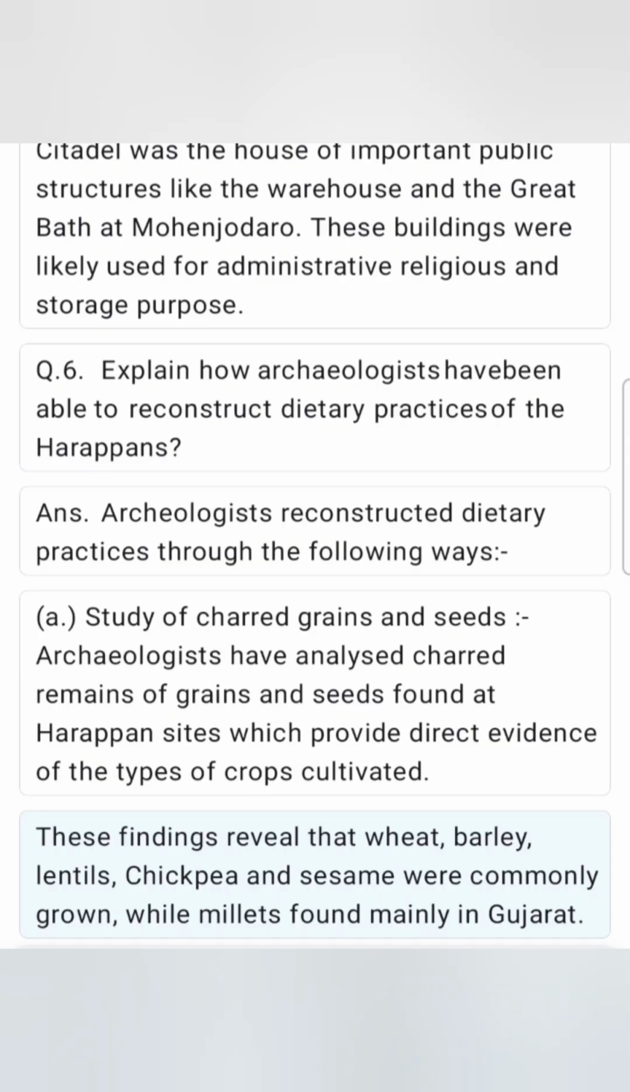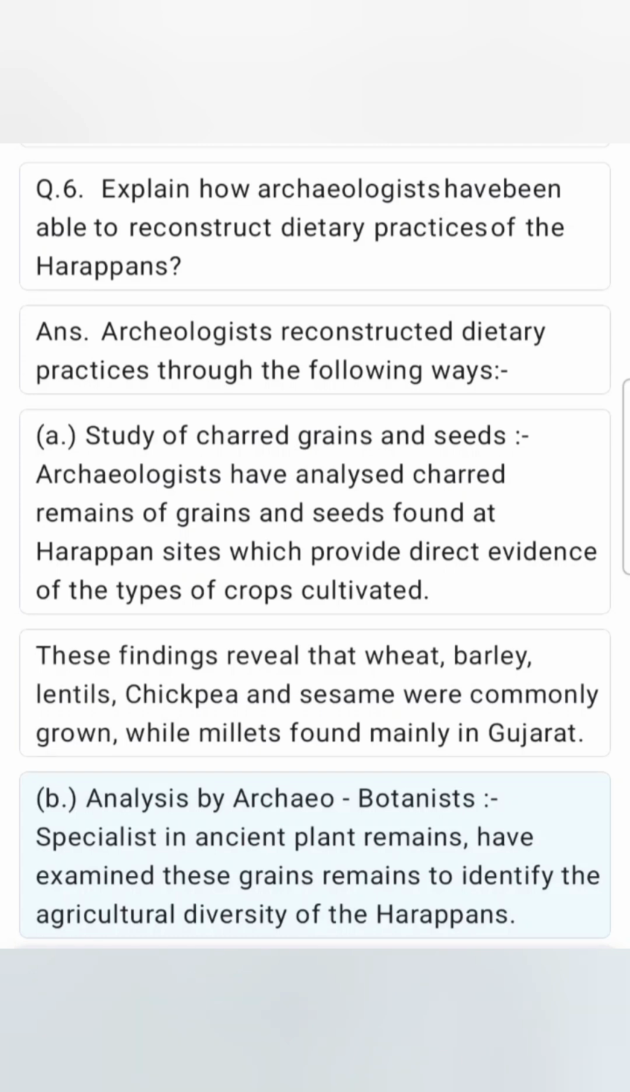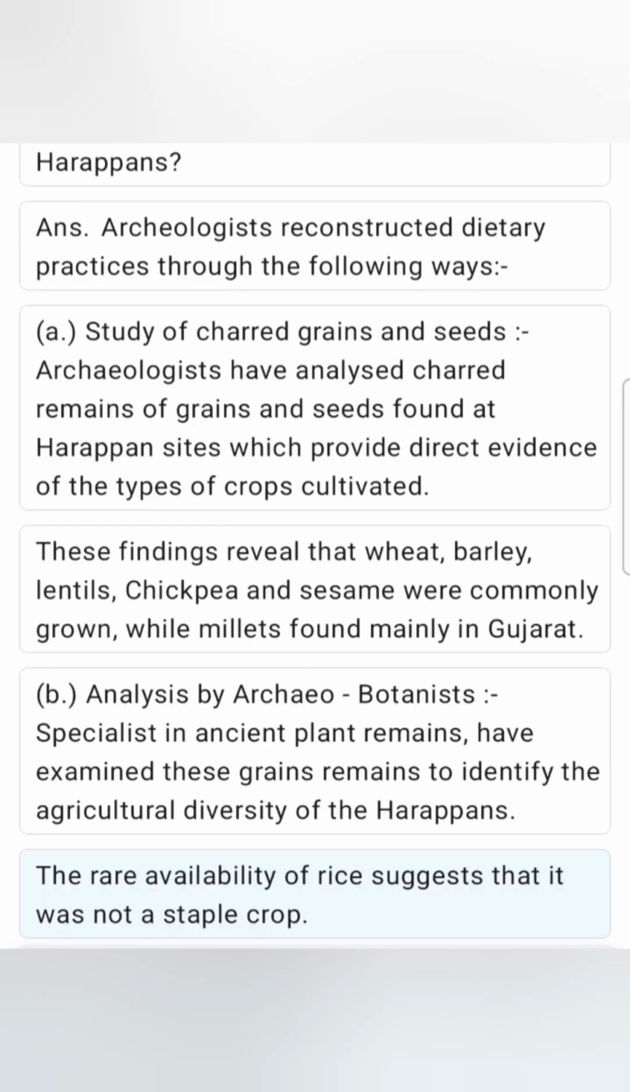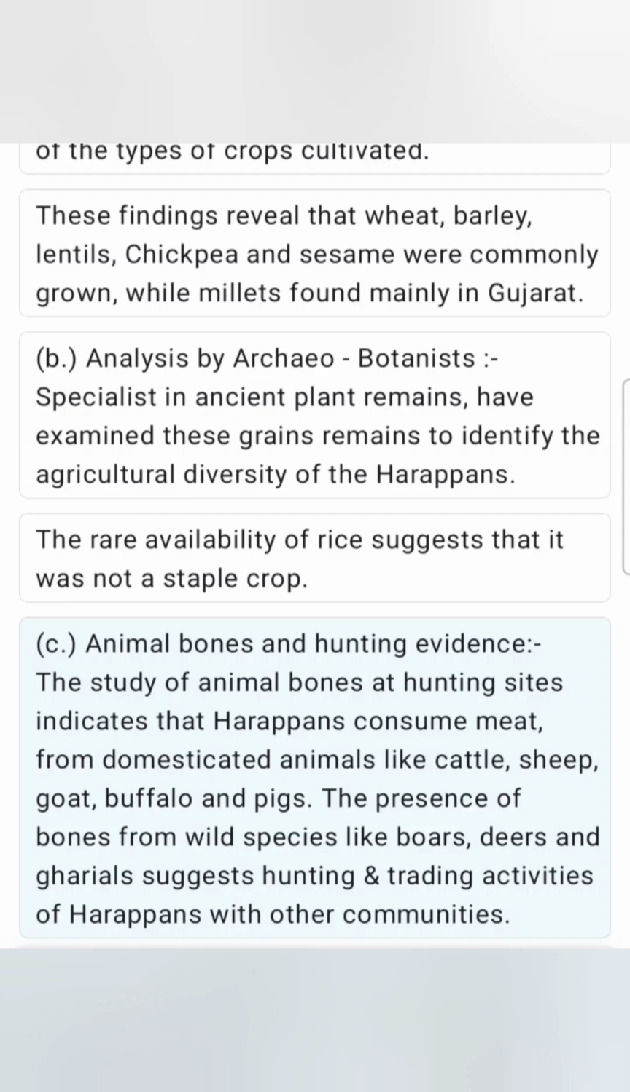in Gujarat. B. Analysis by archaeo-botanists, specialists in ancient plant remains, who have examined these grain remains to identify the agricultural diversity of the Harappans. The rare availability of rice suggests that it was not a staple crop. C. Animal bones and hunting evidence. The study of animal bones at sites indicates that Harappans consumed meat from domesticated animals like cattle, sheep, goat, buffalo and pigs. The presence of bones from wild species like boars, deer and gharials suggests hunting and trading activities of Harappans with other communities.